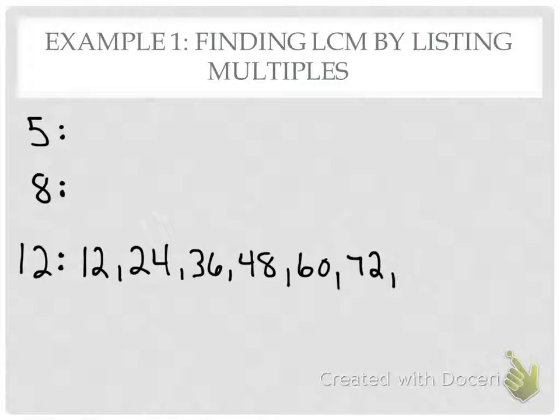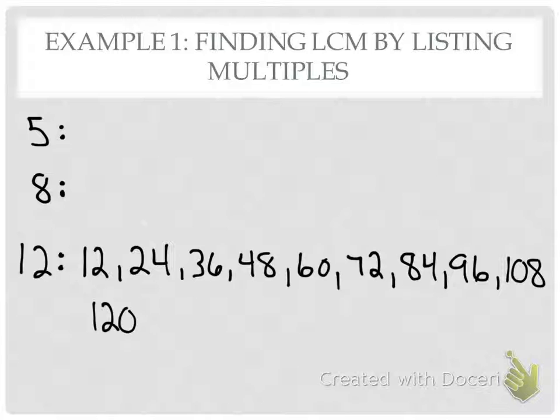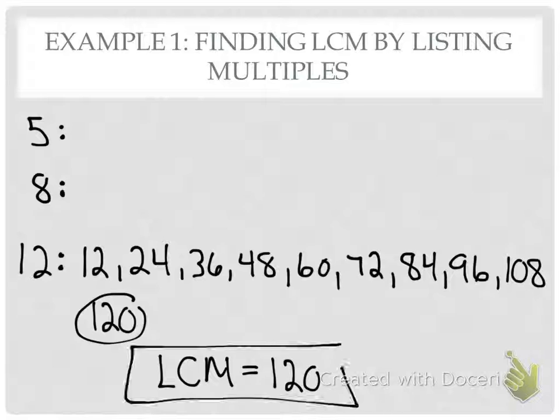All right, so 72, 84. I have to keep going till I have a number that ends in a 0 or 5 at least. Okay, now I'm at 120. Well, I know it ends in a 0, so 5 can go into it. Now let's test it in our calculators. Can 8 go into 120 evenly? Very good. It does. So since 5 and 8 both go into 120 evenly, I know that 120 is my LCM. And now it's just a matter of filling in my other multiples.